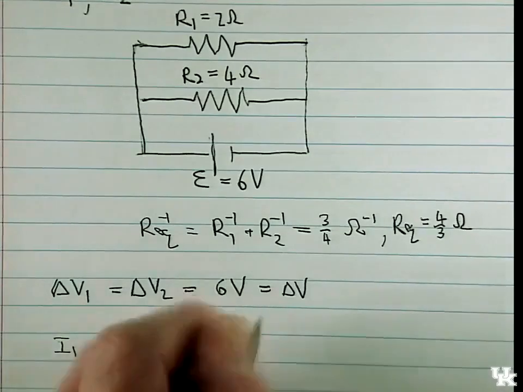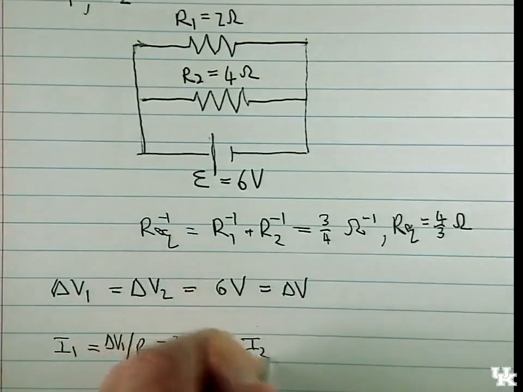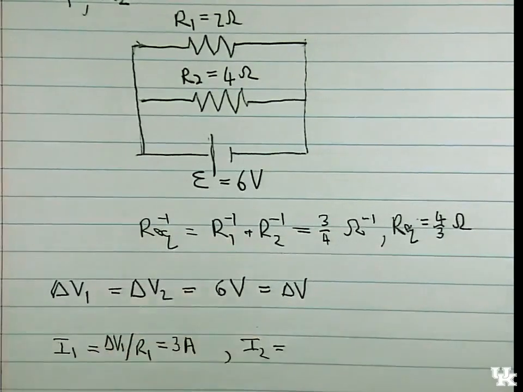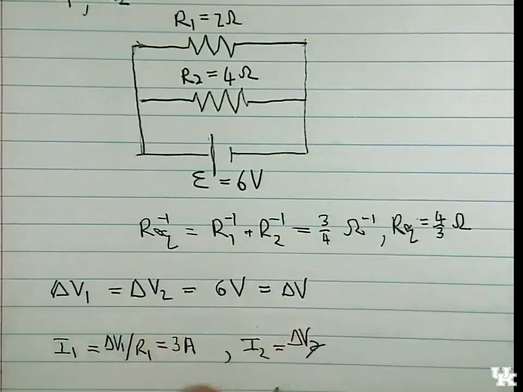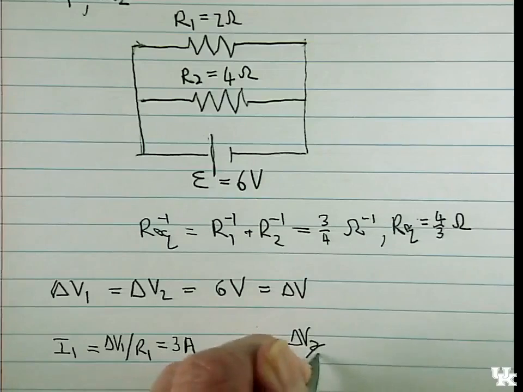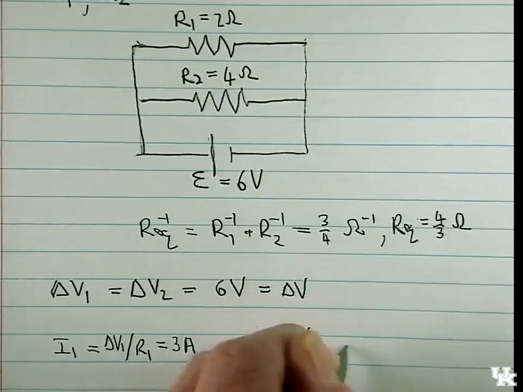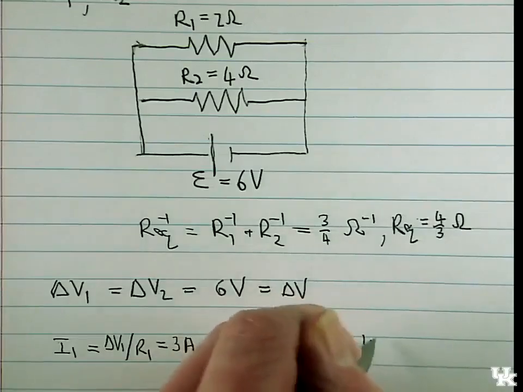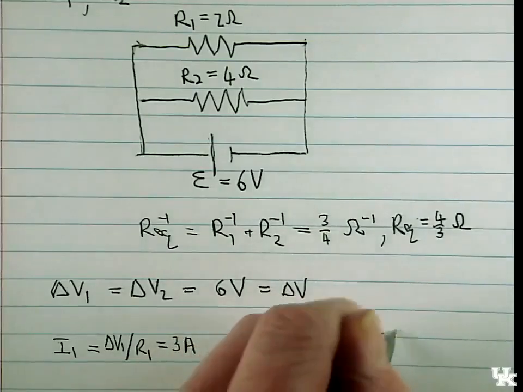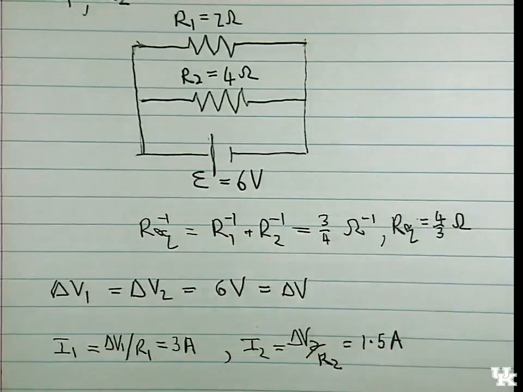We can do the same thing for the second resistor. The current through it, I2, is the voltage across it, delta V2, divided by its resistance, R2. And that is, let's see, what did I say? 6 volts divided by 4 ohms, so 6 over 4, 1.5 amps. So those are the two currents.